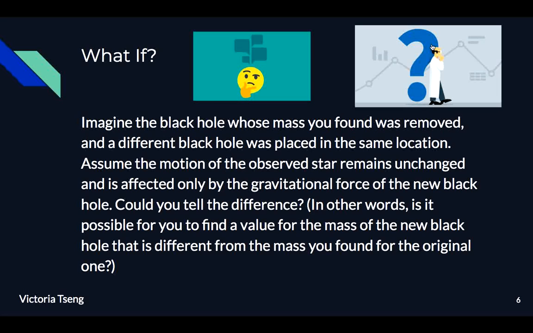It asked that if our original black hole was replaced with a new black hole, would we be able to find a different mass than what we previously found? We would not be able to find a different mass because all of the other components from the gravity formula stayed the same, so our calculation would go unchanged.